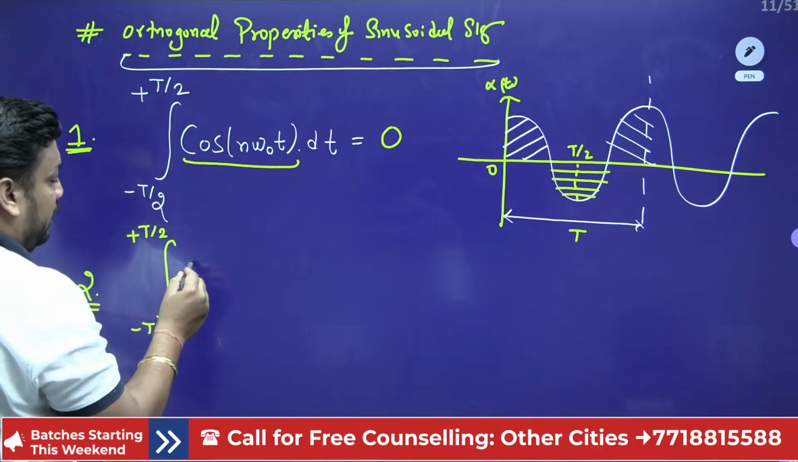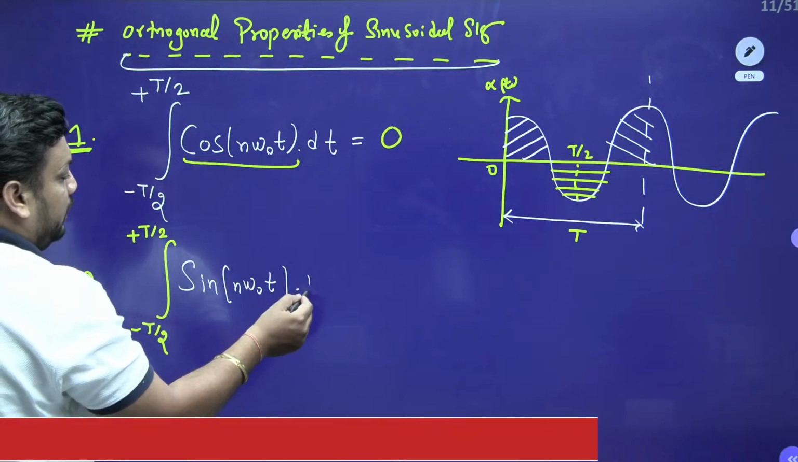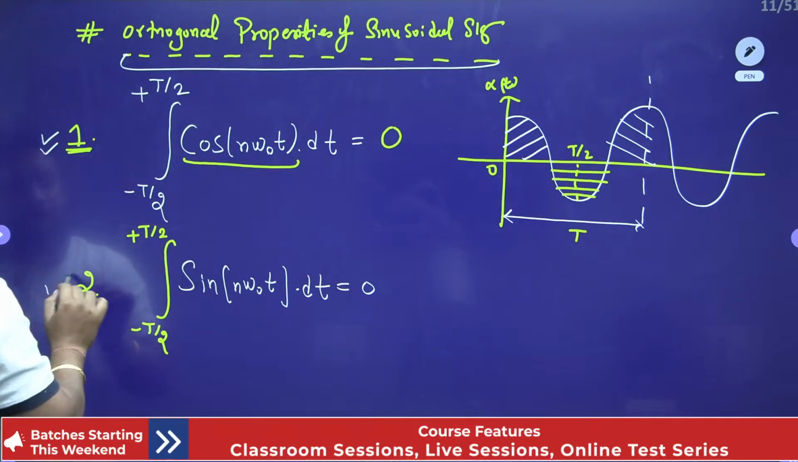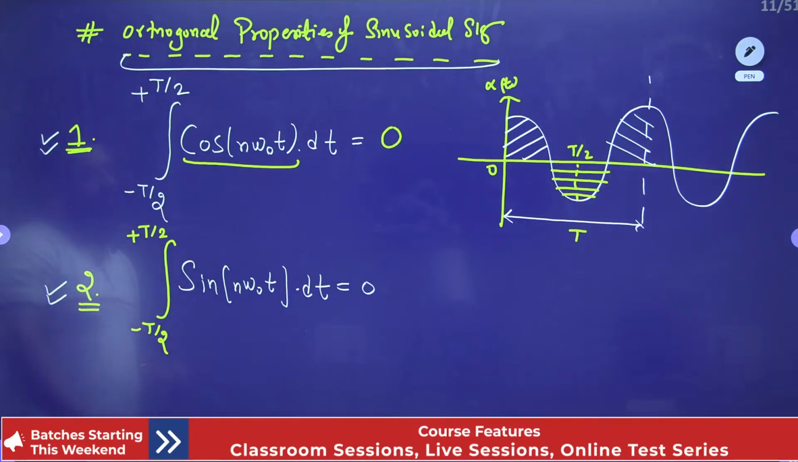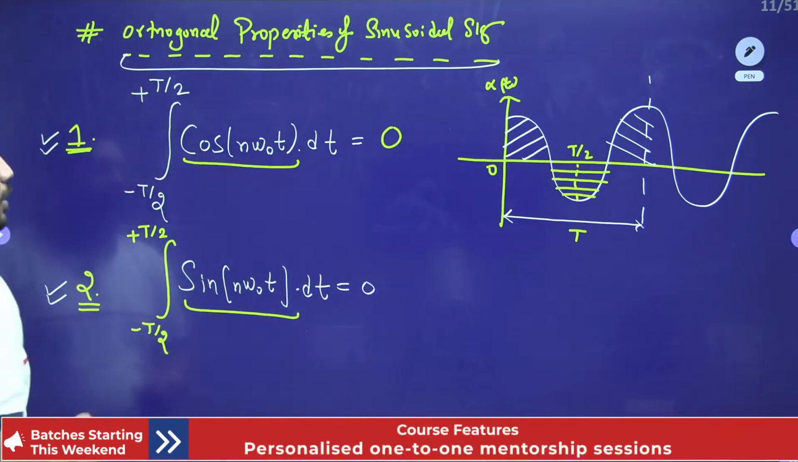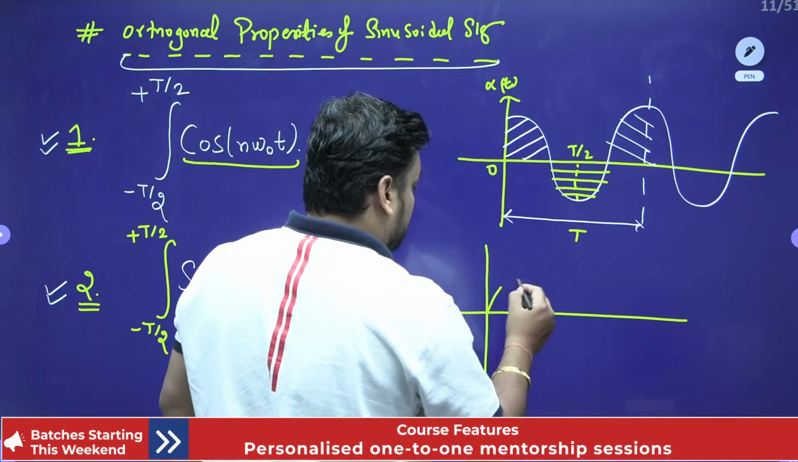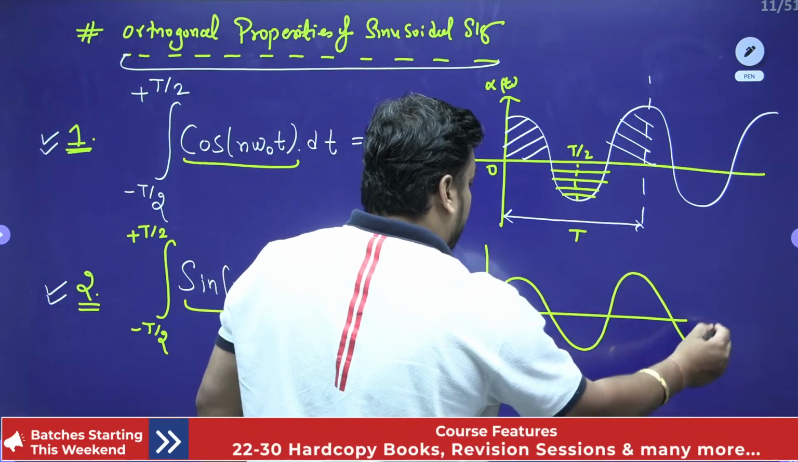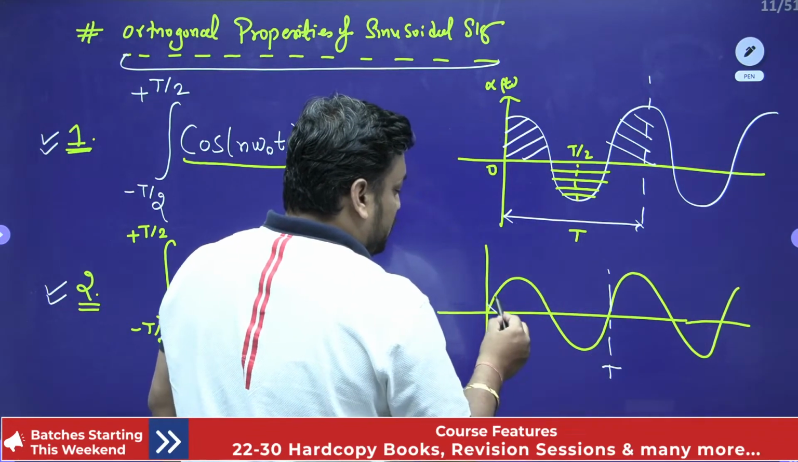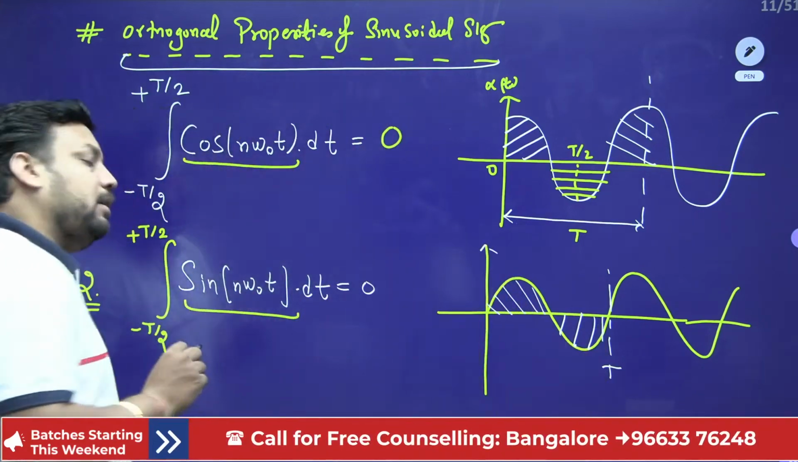So what should I write? I should write here the integral of sin of n omega 0 t dt equal to 0. So now you can say that, sir, question number 1, question number 2, the integral of cos n omega 0 t dt and the integral of sin n omega 0 t dt, ये 0. This is nothing but an orthogonal set of properties, because in the sine curve also, if I make a sine curve for one fundamental time period, capital T, then for this time this area and this area are going to be compensated, so the ultimate area will become 0 only.